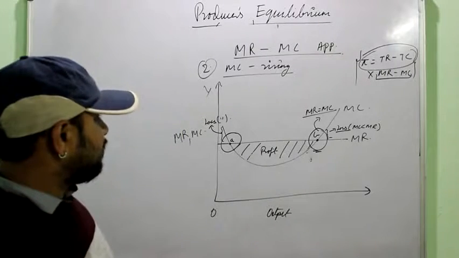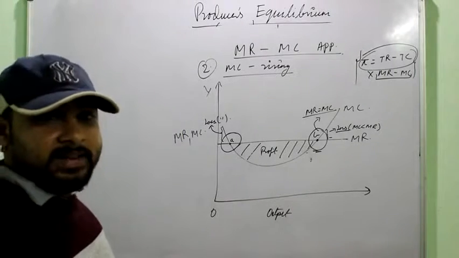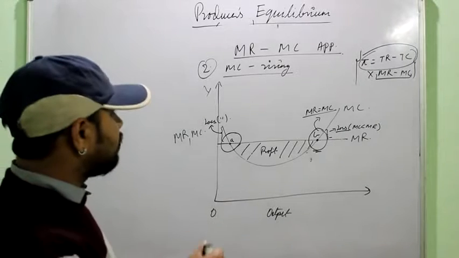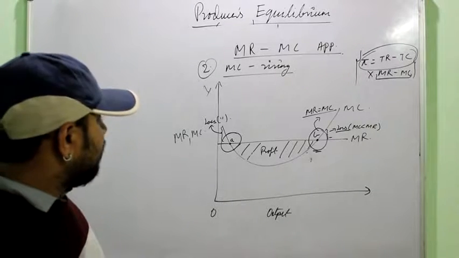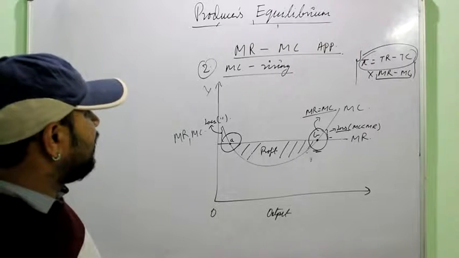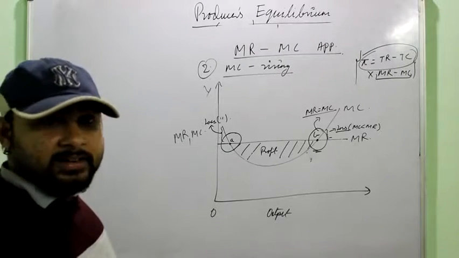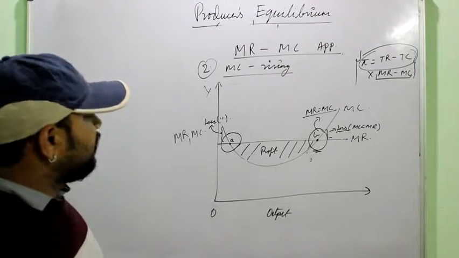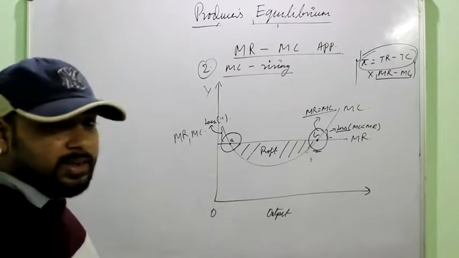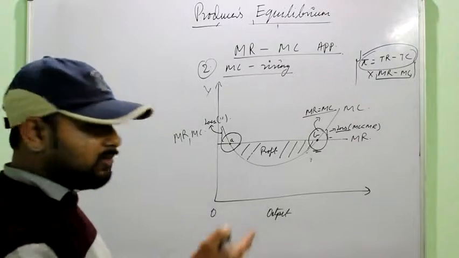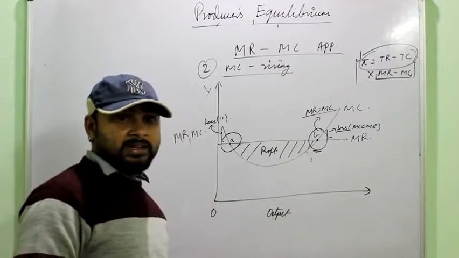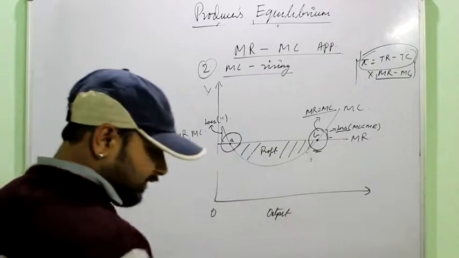Now for asking this question, it can be directly asked why MC should be rising, or it can also be asked in a manner that for the producer to be in equilibrium, why should the MC be rising? Then a producer cannot be in equilibrium when MC is falling. Again the same answer. You simply have to prove that MC should be rising, and it is mandatory to draw the diagram.